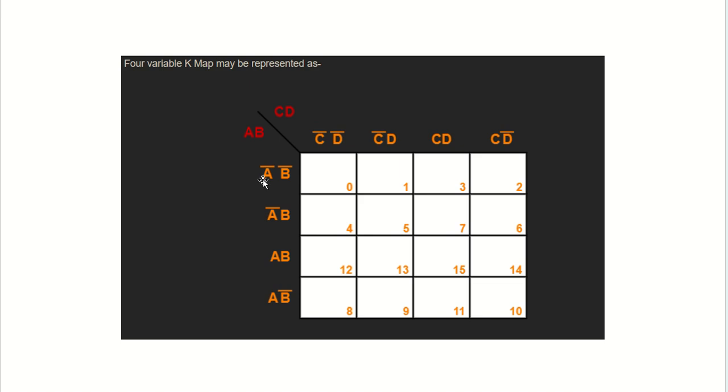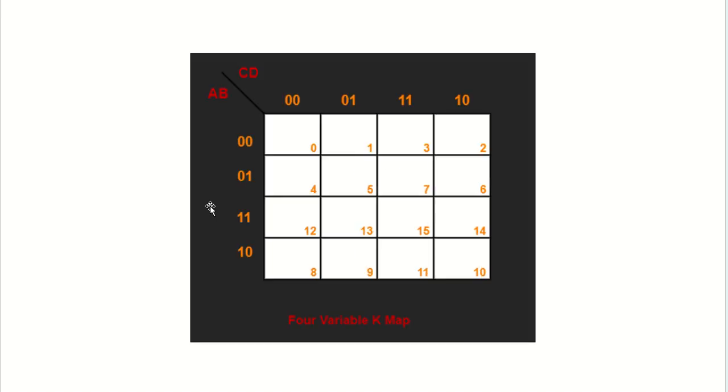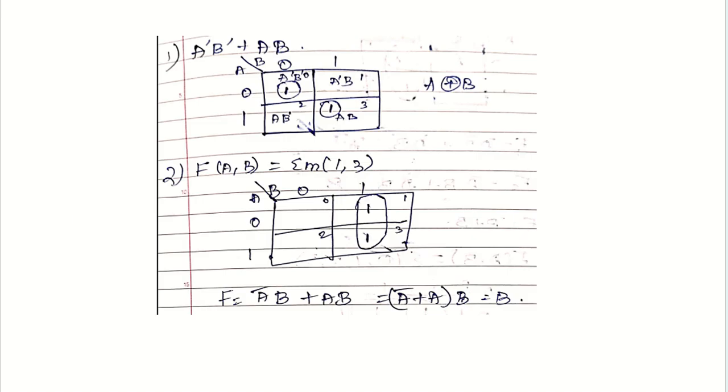Now, a 4 variable K-map is represented with 16 boxes because 4 variable means 2 power 4, which is equal to 16 boxes. We are representing 16 boxes. This is 0 0, 0 1, 1 0, 1 1, and again 0 0, 0 1, 1 0, 1 1. 0 means the letter will have a bar over it. If it's 1, the letter will be represented as it is. Like this. So let's see an example.